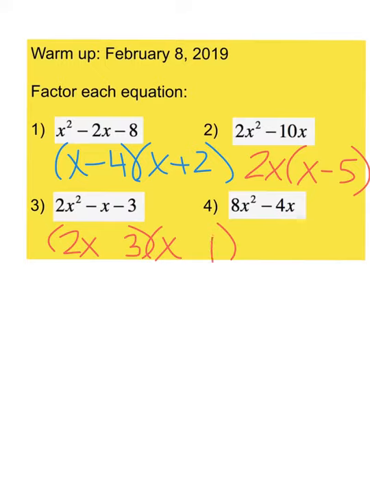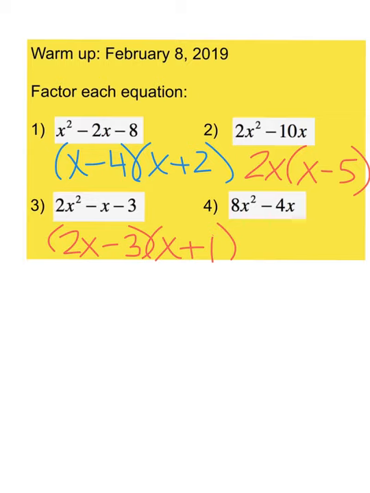And now I can see that I'm going to get a 3x and a 2x, and one of them is going to have to be negative. Since I want them to combine to give me a -x, I'm going to want the 3x to be the negative and the 2x to be positive. Now checking using the distributive property, I get 2x squared, +2x and -3x combine to give me -x. -3 times 1 gives me -3.